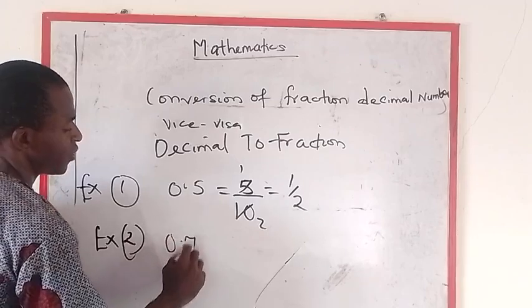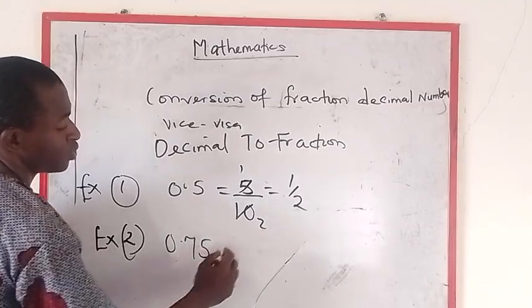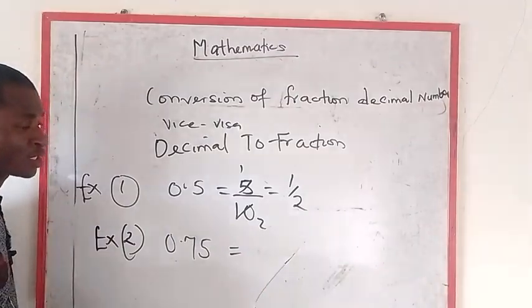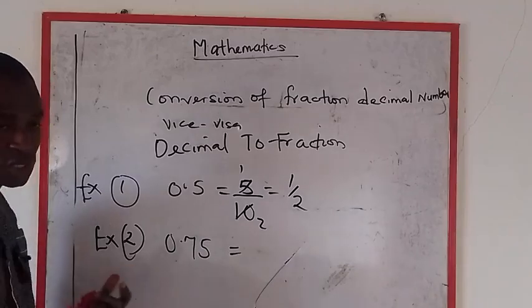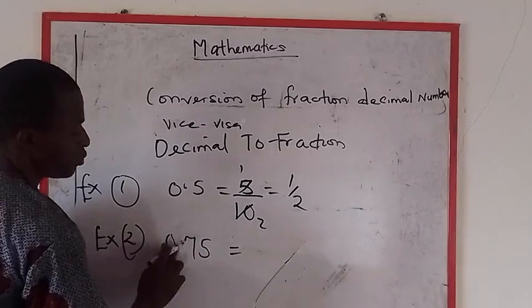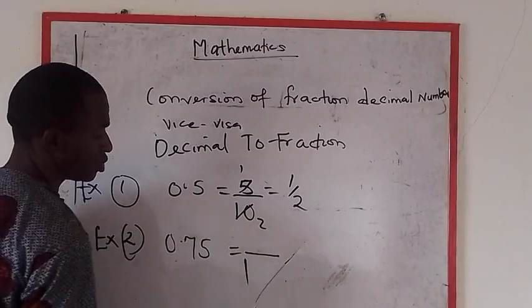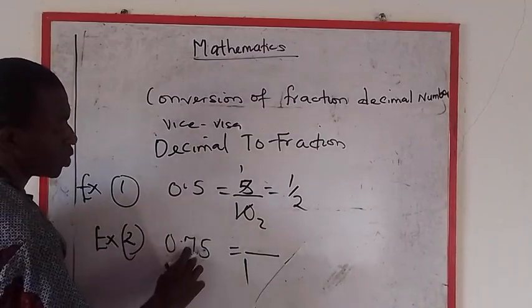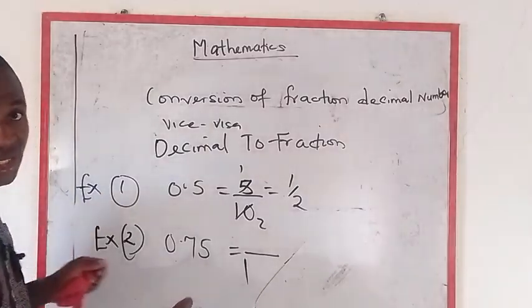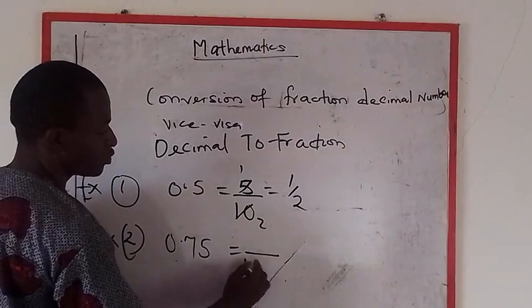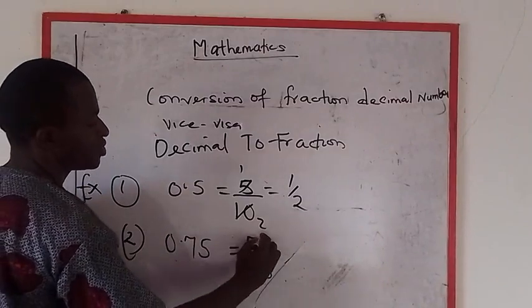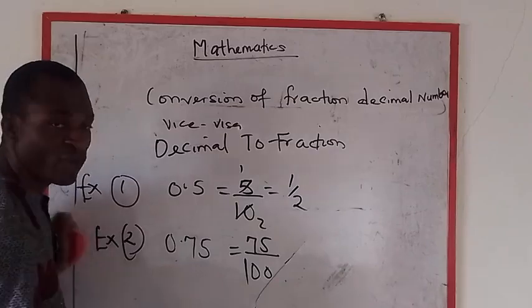Then 0.75. We want to convert it to fraction. Converting 0.75 to fraction, what do we do? It's the same principle. The point is 1 at the denominator. If you count, when we move our point, we get to the last digit. It's actually 2 digits, 1, 2. So we have 2 zeros there. So now 75. So we have converted it to fraction.